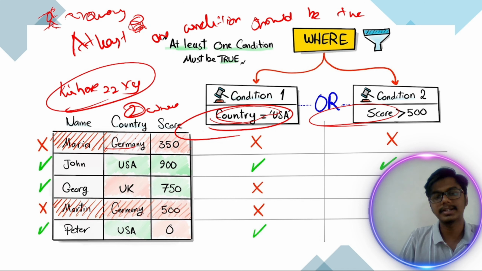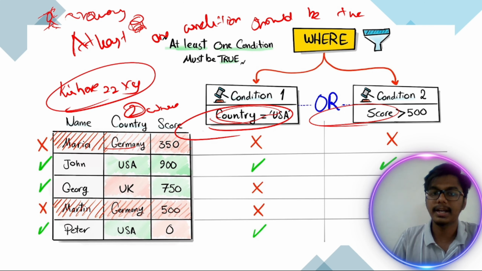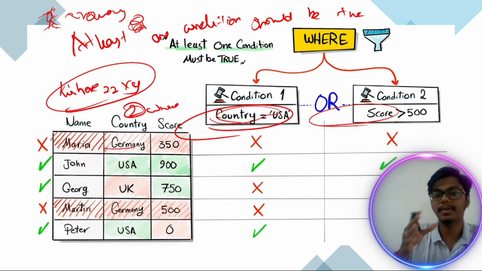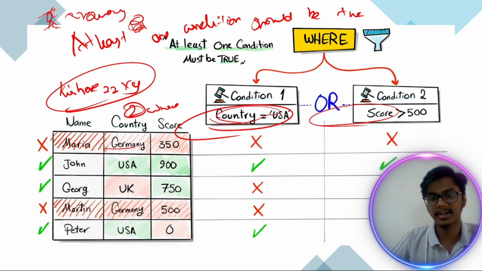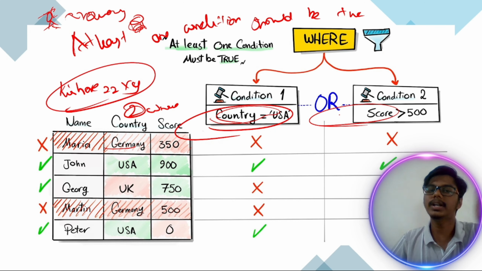Does Maria's country belong to USA? No, it belongs to Germany. And again I'm checking another condition. It may be possible, right? Even though the first condition failed, I don't omit it. It's not an AND operator, it's like an OR operator. I'm just checking another condition. I just want only one condition, right?